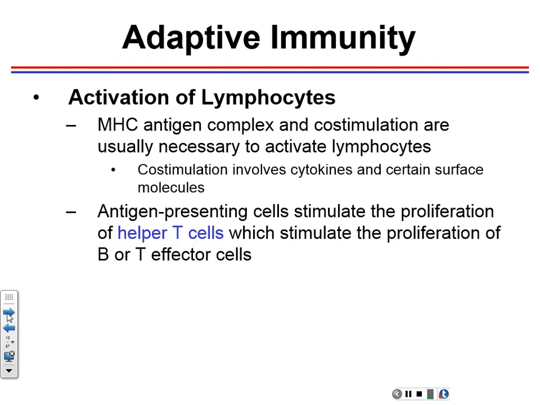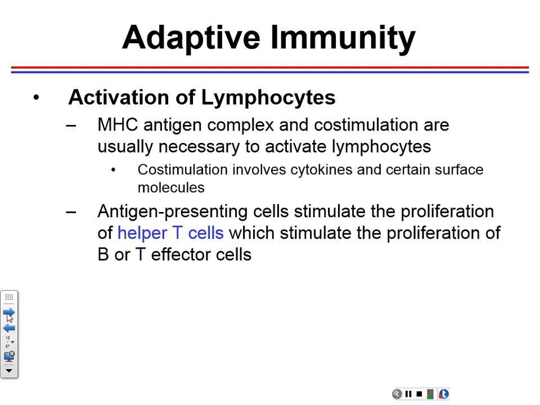So, adaptive immunity. Here we're going to be talking about the formation of helper T cells, formation of B cells, activation, and then those cytotoxic T cells. Okay? So, the MHC antigen complex, right? And there's usually co-stimulation. What happens is that when the immune cells recognize the antigen presented on the MHC complex, there are other proteins on those immune system cells that will join with other proteins on the presenting cell, or the cell that's infected.